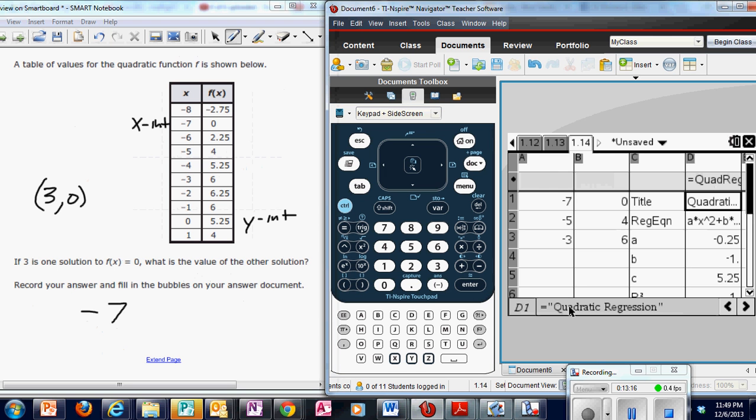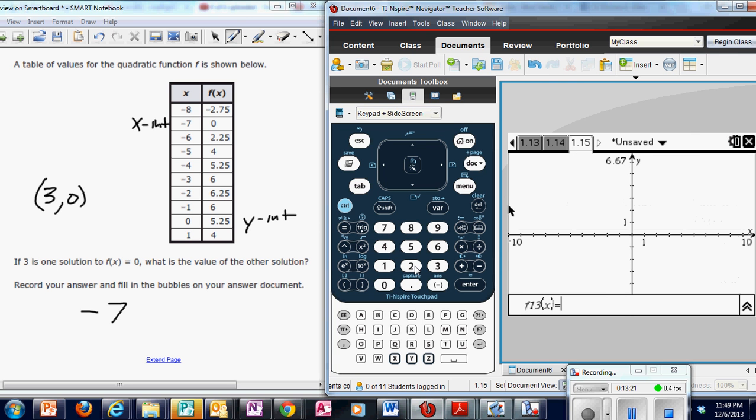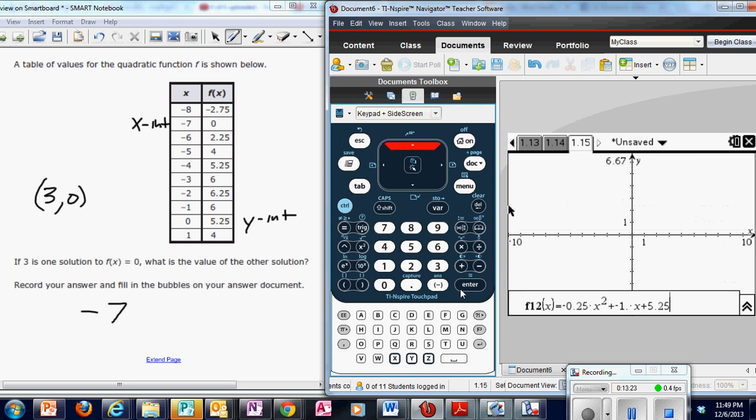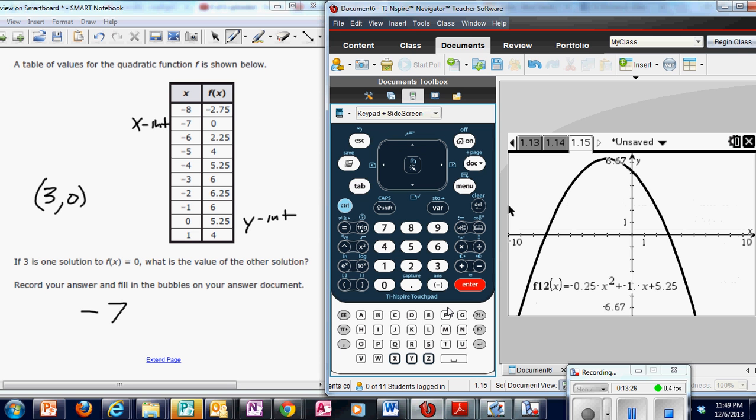So I'm going to insert a graph now. Control I for graph is 2, and up arrow and hit enter. Now I can see, I would realize, oh, I should have got that. 3 is right there and the other one's -7. You realize I should have seen that on the table. Okay.